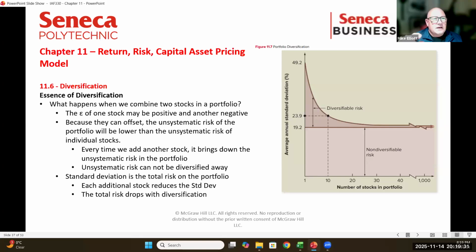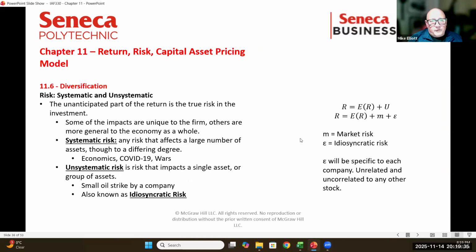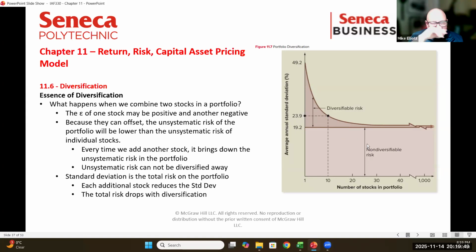If you think about the idiosyncratic risk in your portfolio, everybody's is different. Every stock in your portfolio has a different idiosyncratic risk. Some are going to be positive, some are going to be negative. So that's what we're looking at here. Some of it we can diversify away. Some of it we can't. Some of it's just going to be there.